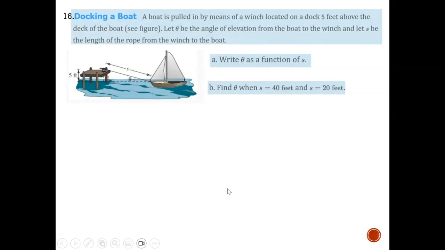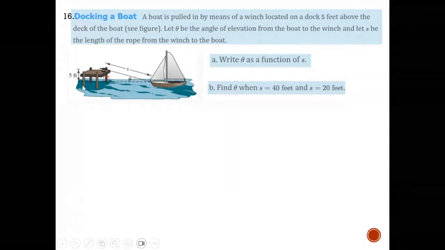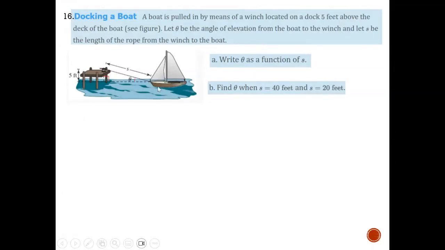Number 16. It says a boat is pulled by means of a winch located on the dock 5 feet above the deck of the boat. See the figure. So this is a winch, and this is 5 feet above the deck. Let theta be the angle of elevation from the boat to the winch. So this is the angle of elevation right here, and let S be the length of the rope. That's my S, the length of the rope.